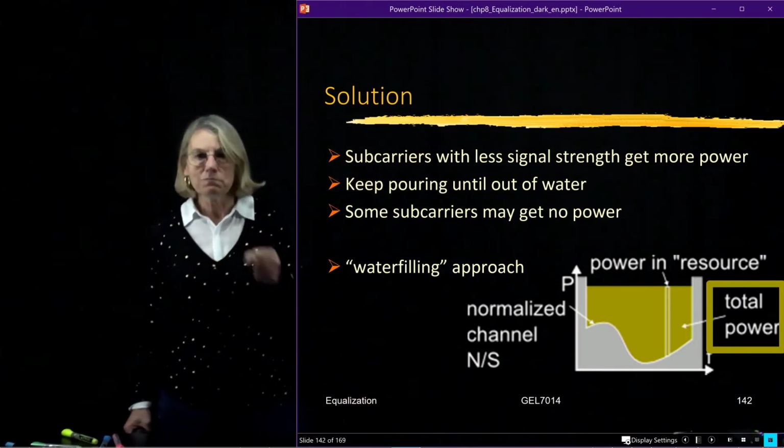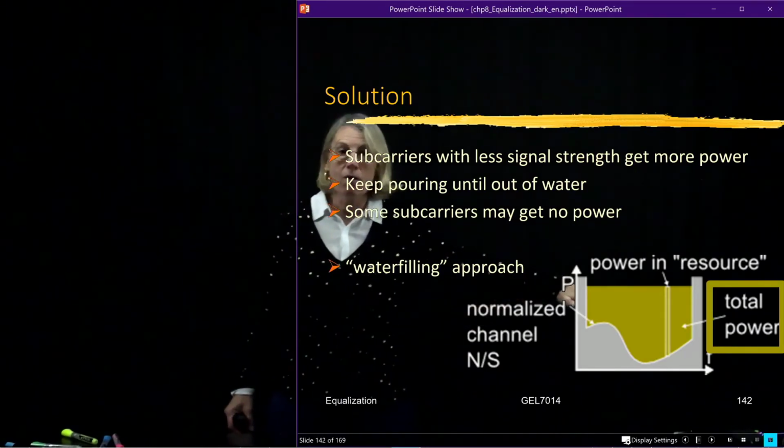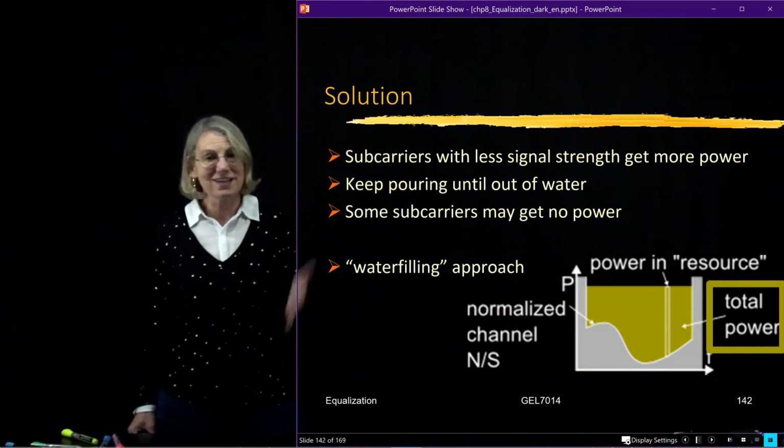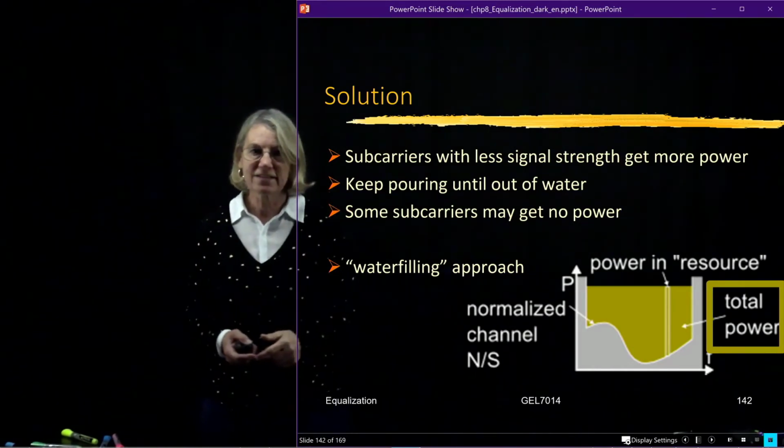That would be the good one, and there it's going to get very good performance. So I'm going to really invest there. But in the other one, if I didn't have enough power, I know that no matter how much power I put in, it's not going to be very good. So I'm better off abandoning it. So this is the water filling solution.